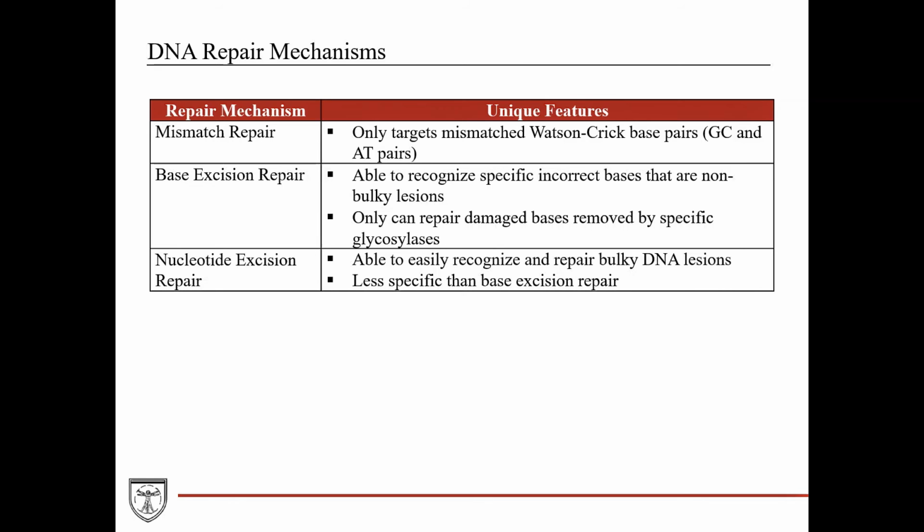This is just a table in your book that compares the last three mechanisms we just talked about. So mismatch repair, remember it's only detecting mismatch Watson-Crick base pairs. Those are the only type of errors that it can detect. Base excision repair is very specific. It recognizes specific incorrect bases, and they don't have to be these bulky lesions. And the thing is, though, it can only repair damaged bases that are removed by those specific glycosylases. Nucleotide excision repair, this is able to easily recognize and repair bulky DNA lesions like we just talked about. But then as a result of that, it's less specific than base excision repair.